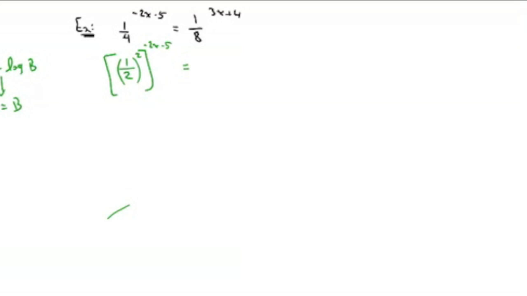Same thing. 1/2 cubed. So this 1/8 is (1/2 cubed) raised to the 3x plus 4. Now there is another answer. You could have also said 2 to the negative 2 and 2 to the negative 3. 2 to the negative 2 is the same thing as 1/2 squared, which is the same thing as 1/4. 2 to the negative 3 is the same thing as 1 over 2 cubed, which is 1/8.